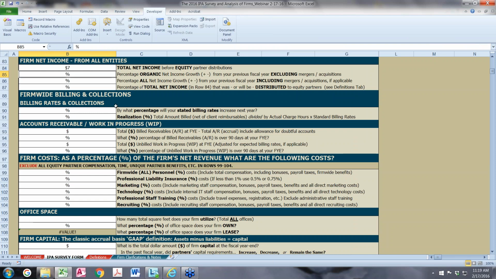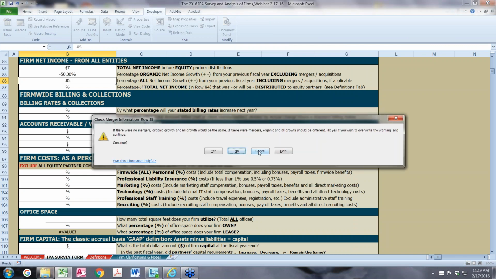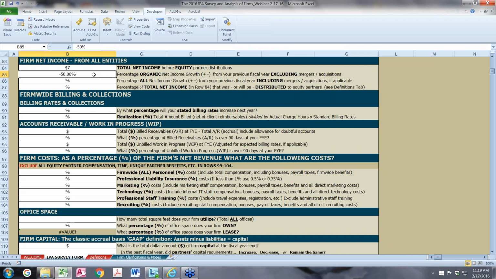Let's go back to the IPA survey form in rows 85 and 86, which ask for the organic growth and all growth of net income from the previous fiscal year. Similar to the net revenues, organic growth should not include the effects of mergers on net income percentage growth. However, income from revenue from existing clients brought into the firm through lateral hires should be included in the firm's organic growth. The all growth number in row 86 includes all sources of income, including mergers. If you had no mergers, row 85 and row 86, again, would be the same.